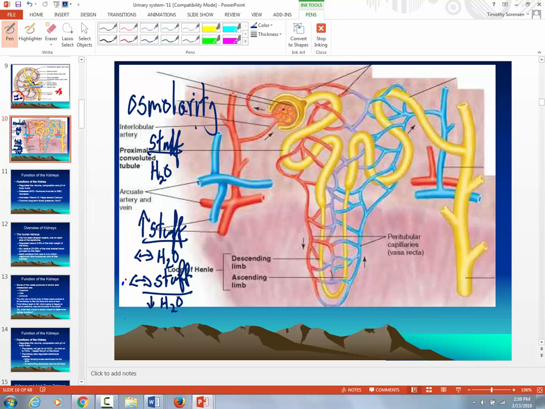So write this down. The osmolarity of the blood is 300 milliosmoles. I spelled milli wrong. Hang on. Milli Vanilli. Osmoles. Milliosmoles. All you need to know is that the osmolarity of the blood is 300. Do you understand that? Okay?